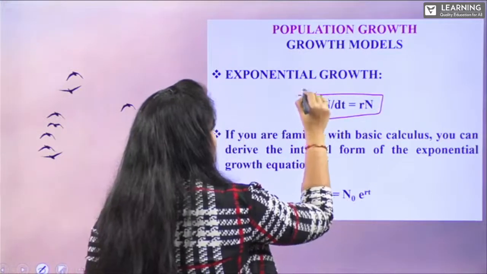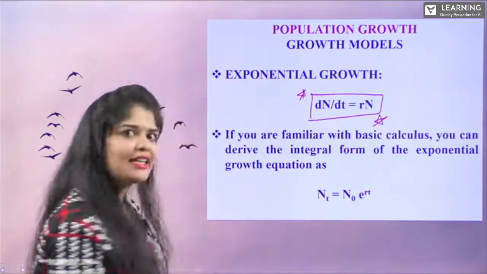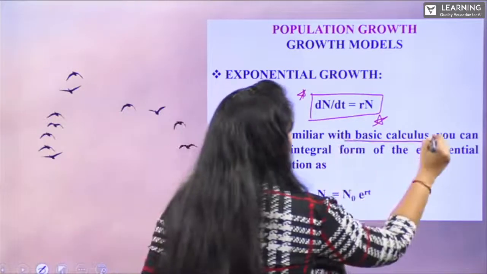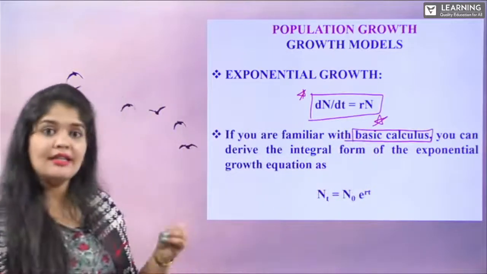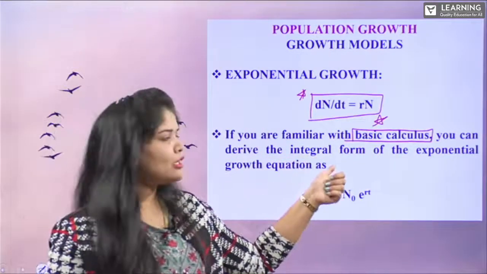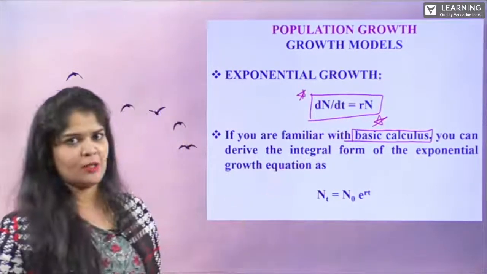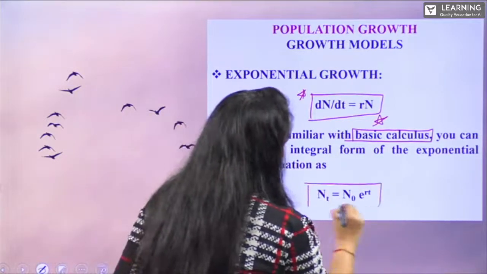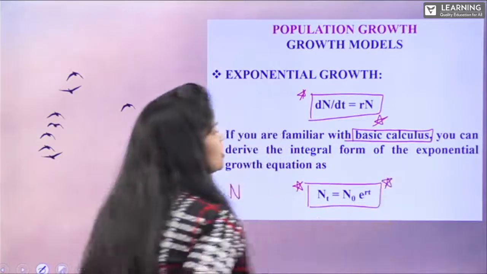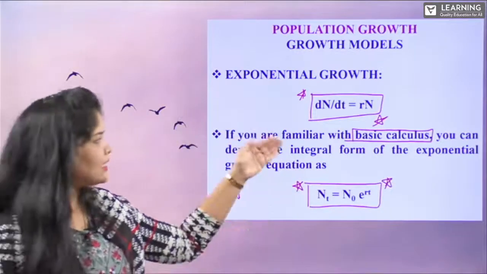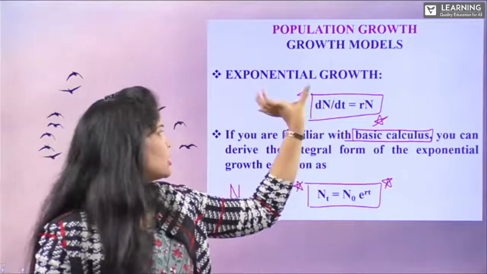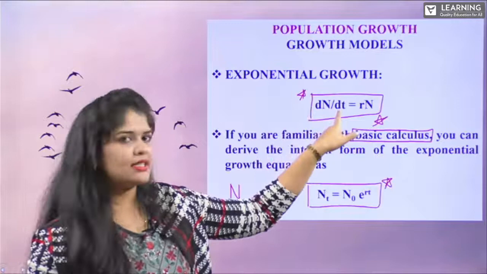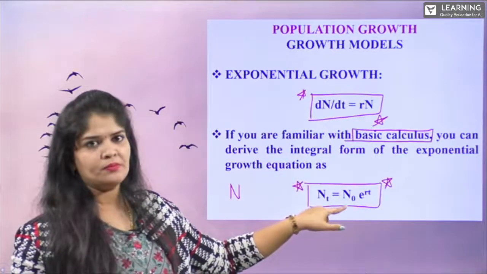Now, this is the final equation. To get an integrated form, if you are familiar with basic calculus, you can derive the integral form of this exponential growth equation. The integrated equation is just given. There is no need to remember it, just know this is an integral form of the exponential curve. The exponential growth equation is this, and this is the integrated form.